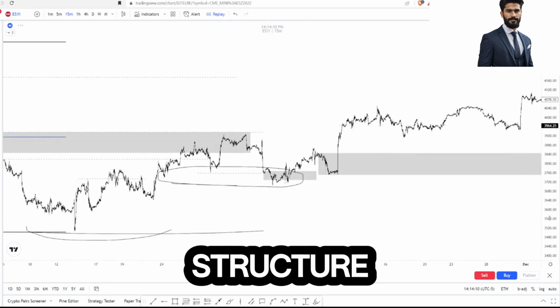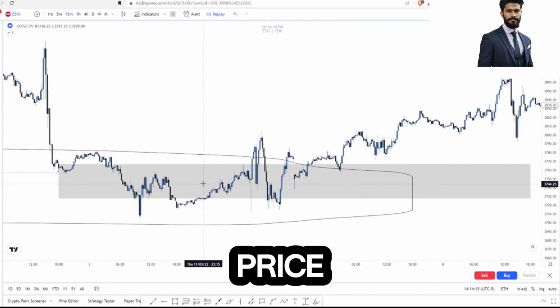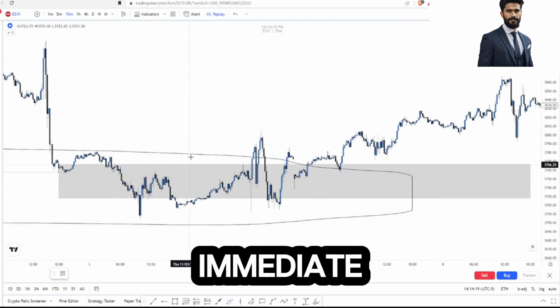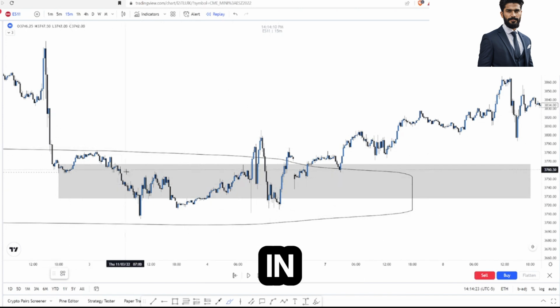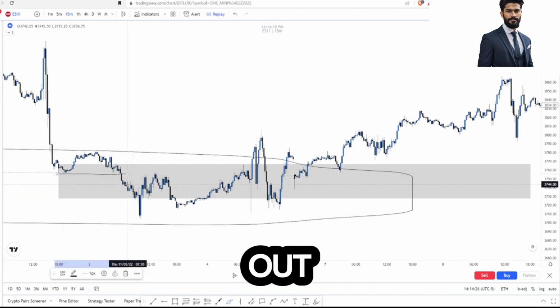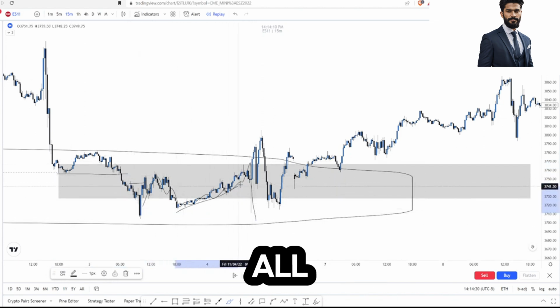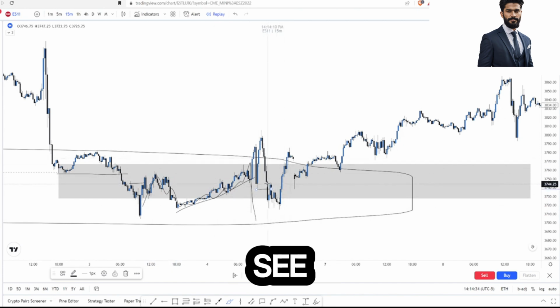Well, you can use structure to identify: is what I'm looking for happening? So then you look for bullish price action. What is bullish price action? It's going to be lows getting taken out and immediate expansions. So for instance, what happens here? If we're looking in this range, we're seeing lows taken out, short-term highs are taken, price is consolidating, lows taken out, all of that clapped, pushes up, this is taken too, and we start to see this bullish price action.